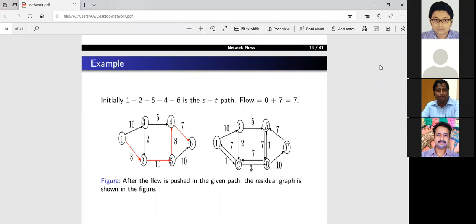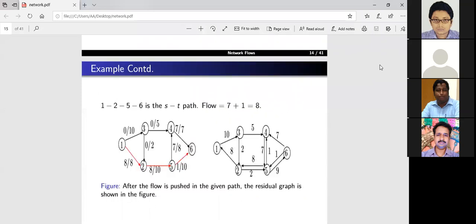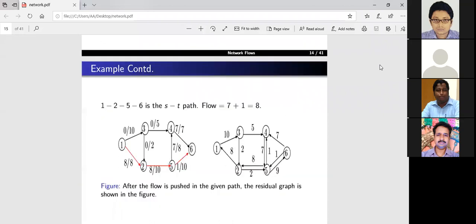So here is another example. Initially 1, 2, 5, 4, 6 is the ST path. Follow this 1, 2, 5, 4, 6 in red, and the value of the flow is 7. If you push that amount 7, then we have the residual graph shown on the right. Is it okay? Just give me an okay, then I'll go to the next slide. Okay, sir. Okay.